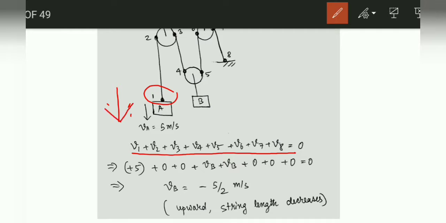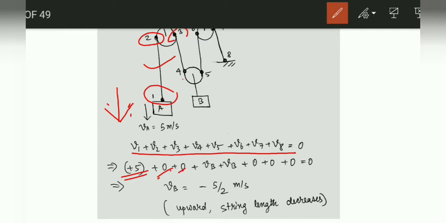And due to this movement, the length of this portion of the string is increasing. So I'll write here plus 5. This contact point 2 is connected to a stationary pulley, so velocity V2 will be 0. Same goes for 3. This is connected to the stationary pulley, so it will be 0.